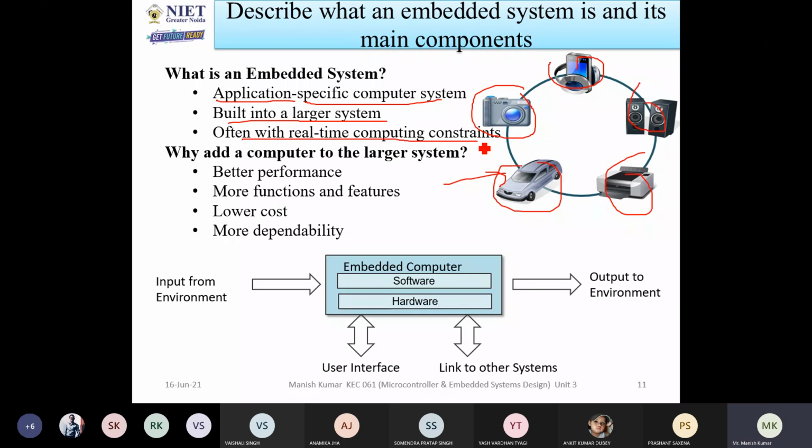Now we will ask the question: why add a computer to a larger system? Why are computing machines required for a larger system? So what is the benefit of that? If you are adding computing devices, if you are adding the embedded system to larger devices, what will happen? What effect will occur? Now you can see, because of better performance. The first is that you are going to increase the performance.